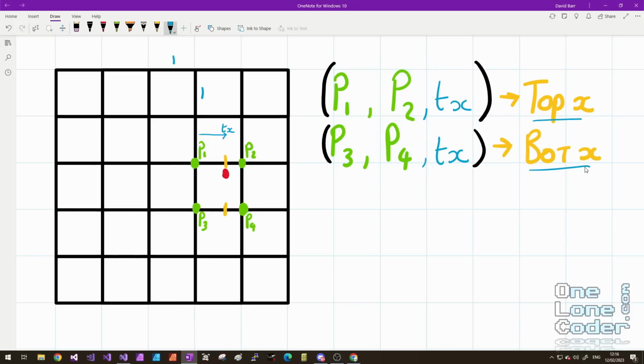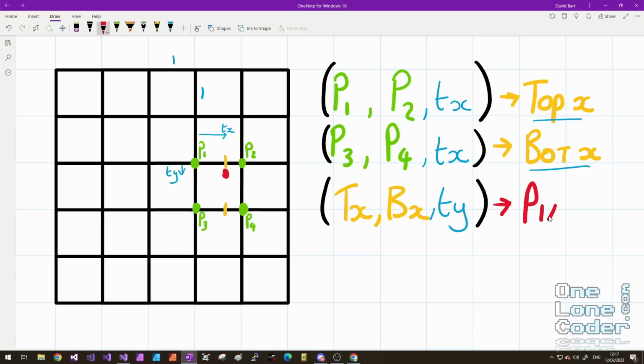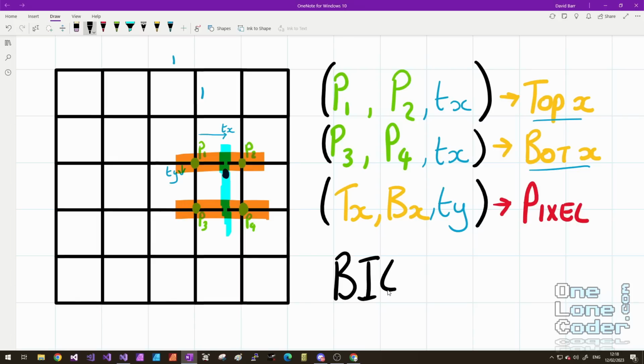This top x and this bottom x are pixel values in their own right. I can now interpolate along the y-axis using this top and bottom x value as my start and end points. So this time we start interpolating between top x and our bottom x with respect to ty, which results in our final pixel value. So in short, we linearly interpolate here, we linearly interpolate here, and finally, we linearly interpolate in this direction. This interpolation in both x and y is called bilinear.